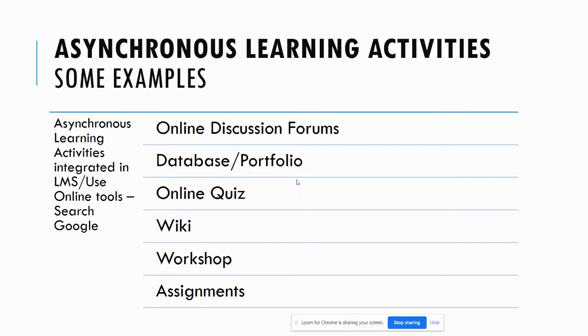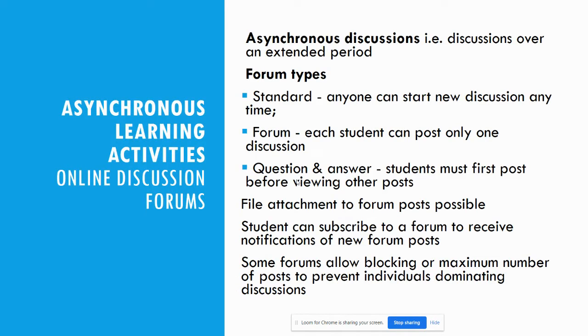So some examples of asynchronous learning activities which can be done are online discussion forums, online database or portfolio, online quiz, wiki, online workshops, and online assignments. Let's talk about these all learning activities one by one. And please keep in mind, these are just the sample of learning activities we can do.